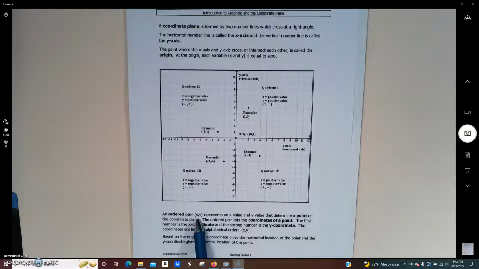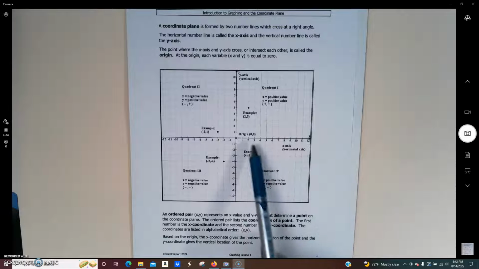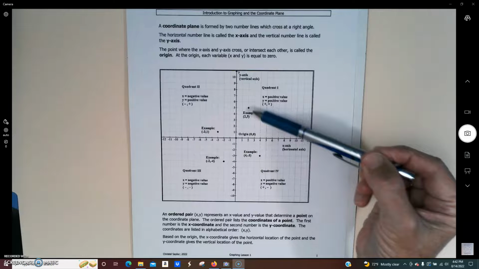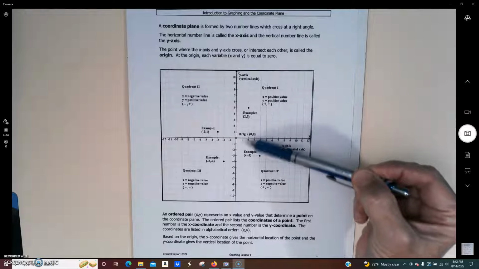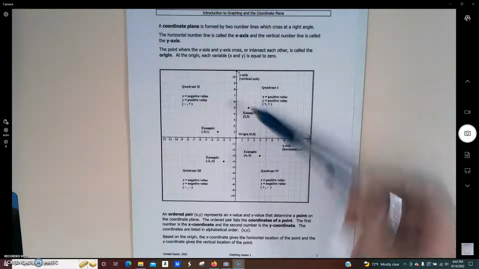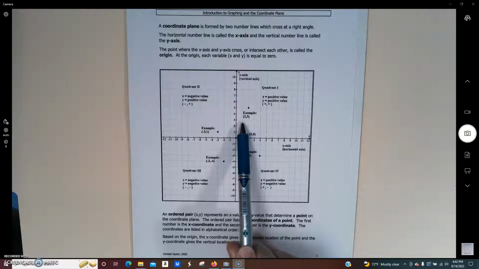Ordered pairs are listed as x, y in alphabetical order. For example, at the origin, both x and y are 0. But at this point, x is 2 and y is 5, giving the ordered pair 2, 5.